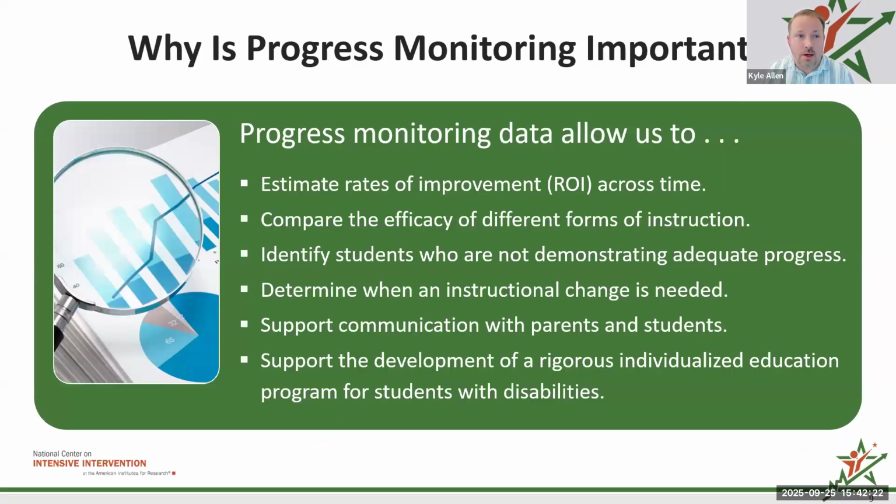Okay. All right, so obviously we've defined what progress monitoring is, but I also want to talk about why it's important, right? These are just a couple of examples here. If you have some examples, feel free to put that in the chat. We'd love to hear from other people why they think progress monitoring is important. But really, when you break it down, it's to us these things, right? Progress monitoring data allows us to do a couple things that really, I think, speak to the importance of it. So it helps us estimate those rates of improvement across time.